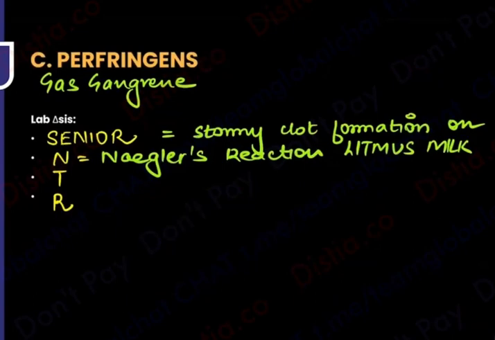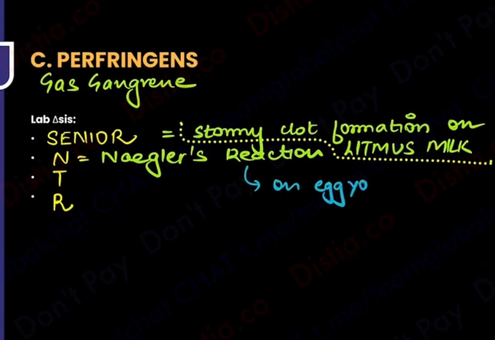So I'll separate these out. S was for stormy clot formation on litmus milk. N is Nagler's reaction. Nagler's reaction is done on egg yolk medium, and it measures what? It is going to measure the alpha toxin, or the lecithinase toxin.